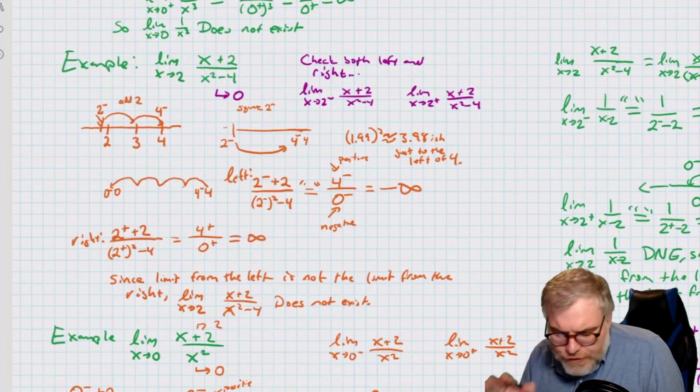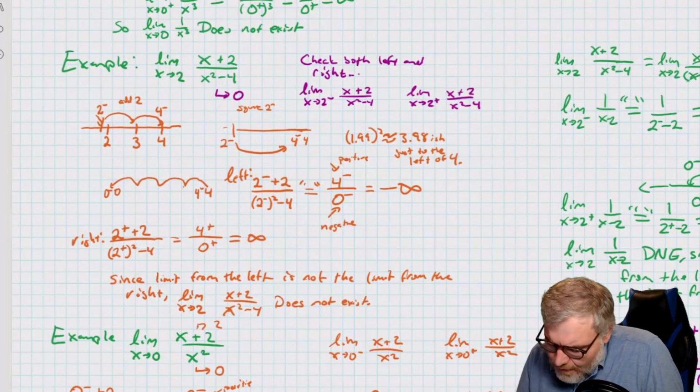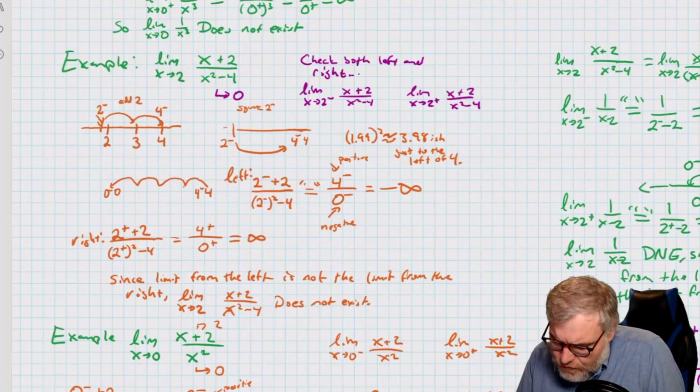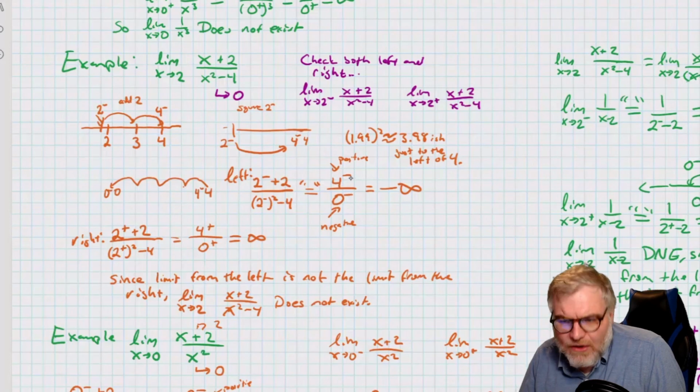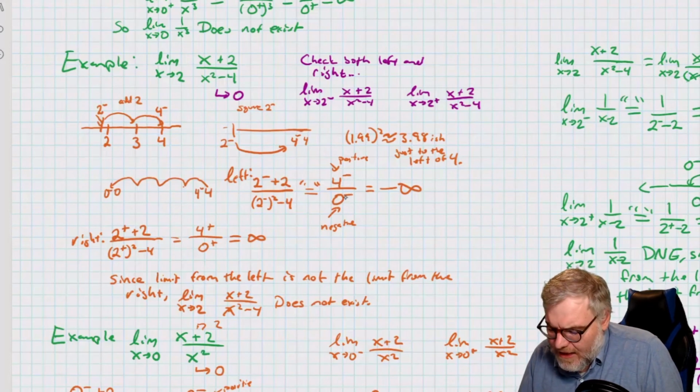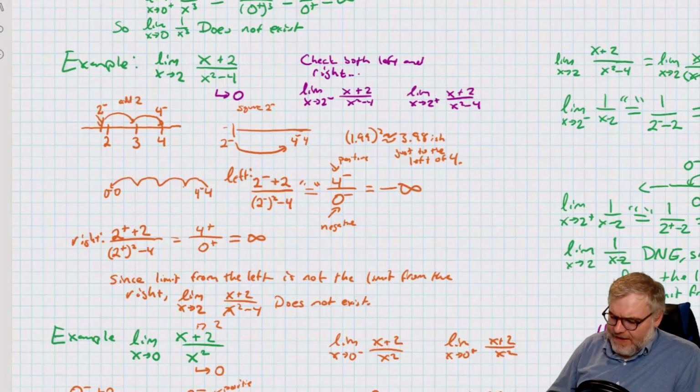Okay, I could just sub this in. If I did this by just subbing in, I'd wind up with 2 left. When I did the left-hand side, I'd wind up with 2 left plus 2 over 2 left squared minus 4. Now, 2 left squared minus 4 is 4 left. So this is going to wind up being 4 left over 0 left. 4 left is positive, 0 left is negative. I wind up with negative infinity.